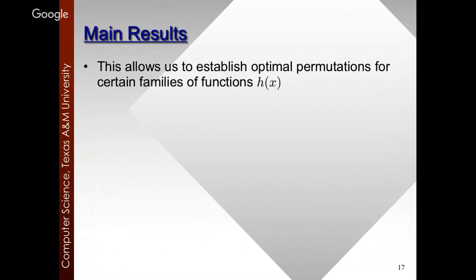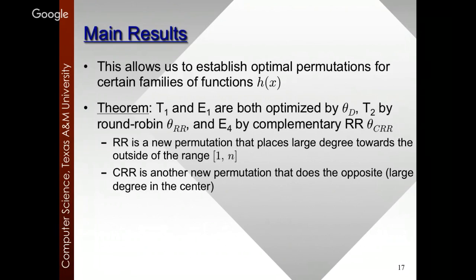So armed with that previous result, this finally allows us to establish optimal permutation for certain families of algorithms. For example, T1 and E1 are both optimized by descending permutation, while T2 is optimized by round-robin permutation.